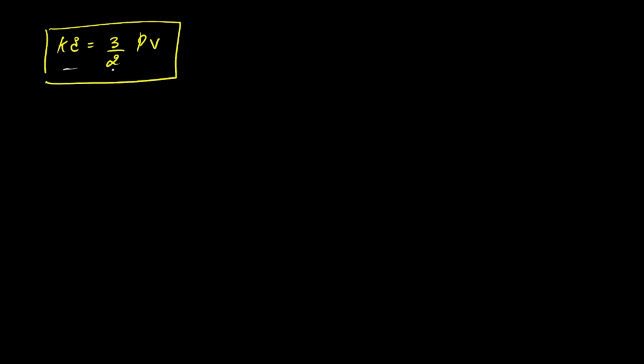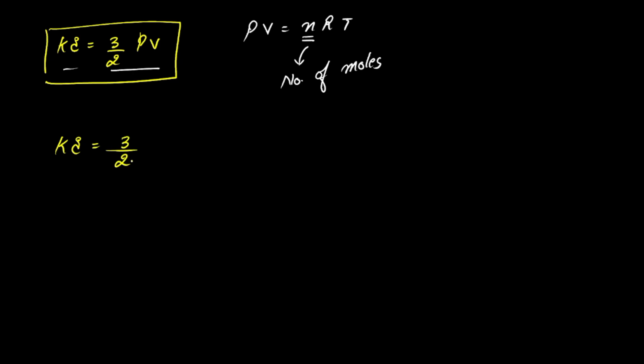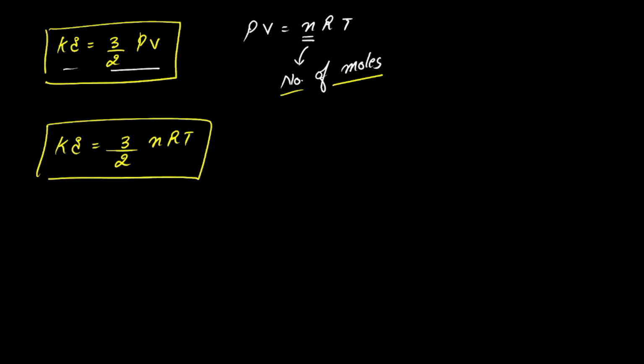So we can further simplify this equation since we know that PV is equal to nRT, where n is the number of moles. We can say that the average kinetic energy would be equal to 3 by 2 nRT. Please remember, in this equation n is the number of moles. Now for 1 mole, the equation becomes: the average kinetic energy would be equal to 3 by 2 RT. So this is for 1 mole.